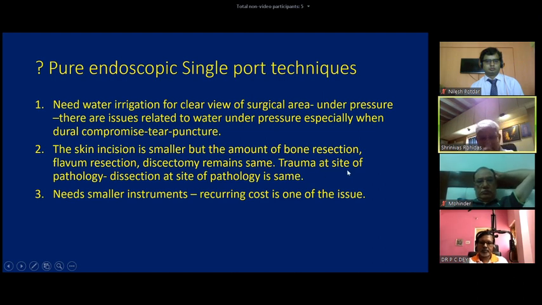So there is no change in the goal which we have to achieve. Trauma at the site of the pathology, the dissection is the same as related to the pathology which we are treating. They need smaller instruments. The recurrent cost of the instrument is one of the issues.